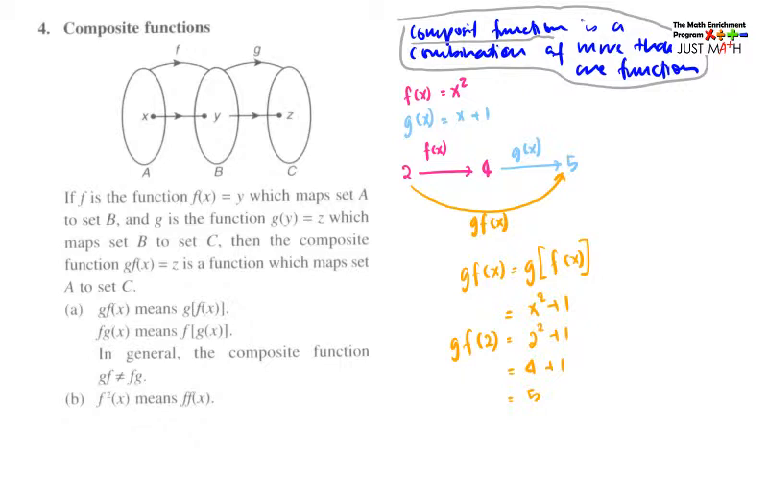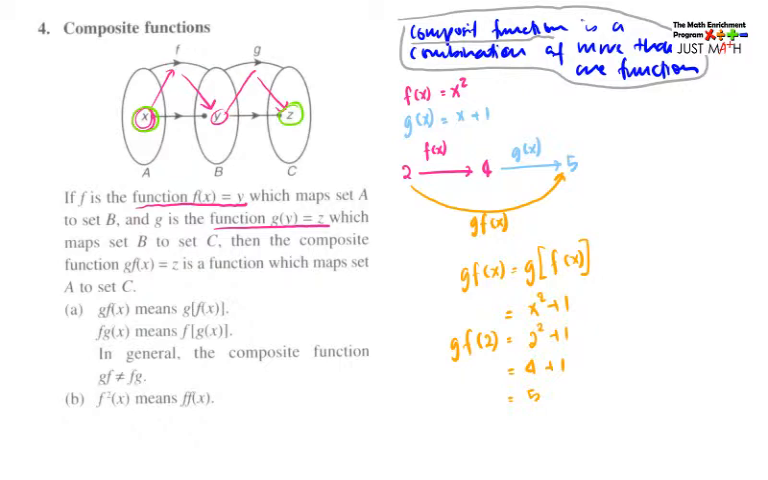In the example here, if function f is f(x) = y, that means if x is input into function f, it maps onto y. And g(y) = z means that if y is put into function g, it maps onto z. So if you map x onto z, this is called a composite function.